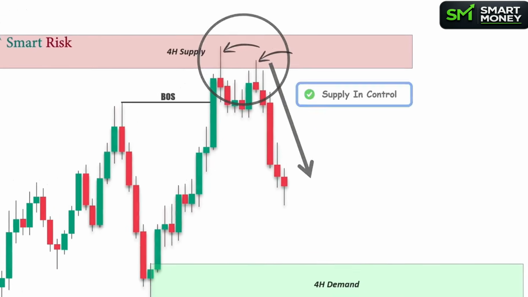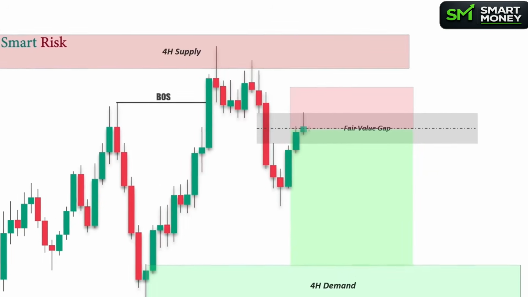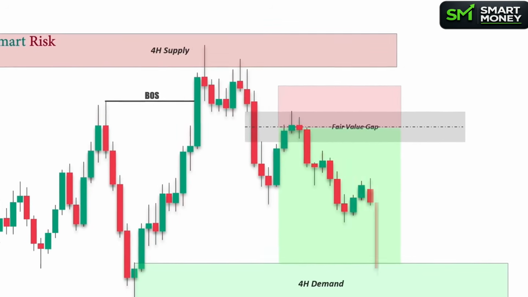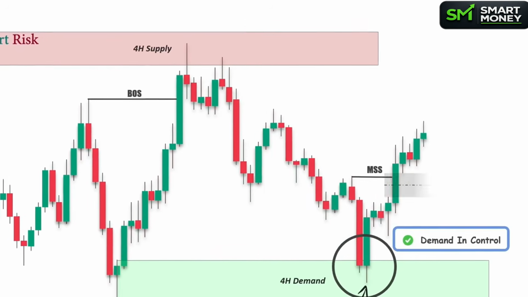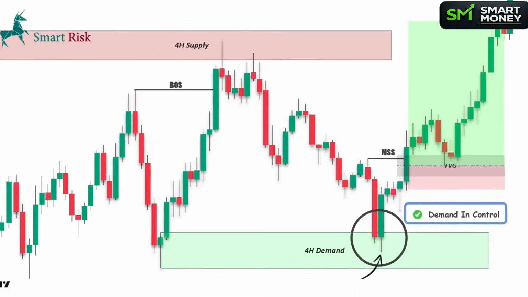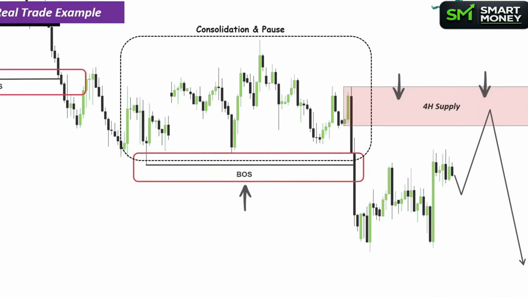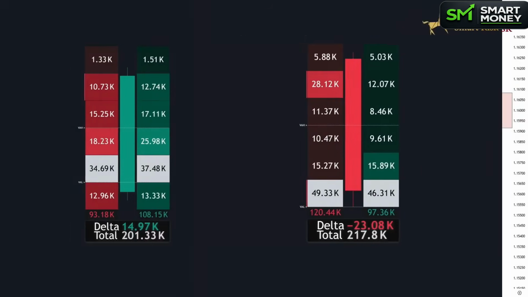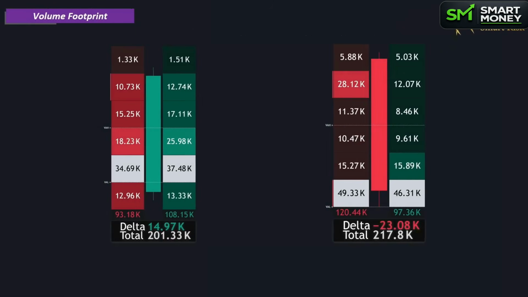Supply and demand is one of the most powerful concepts in smart money trading. And if you trade gold, Bitcoin, or Eurodollar, mastering it can completely change the way you read the market. These zones reveal where institutions entered, where major moves began, and where price is most likely to react again.